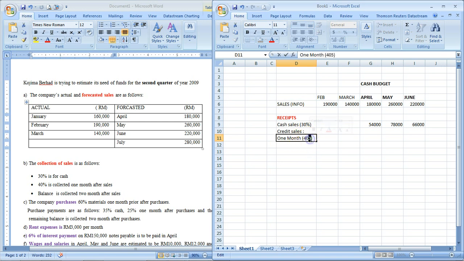How many percent? 30, 40, and the balance should be 30%, because it equals 100%. So now, when I do one month, I receive money from where? Yes, one month before. That means 40% times the sales from March, 140,000.